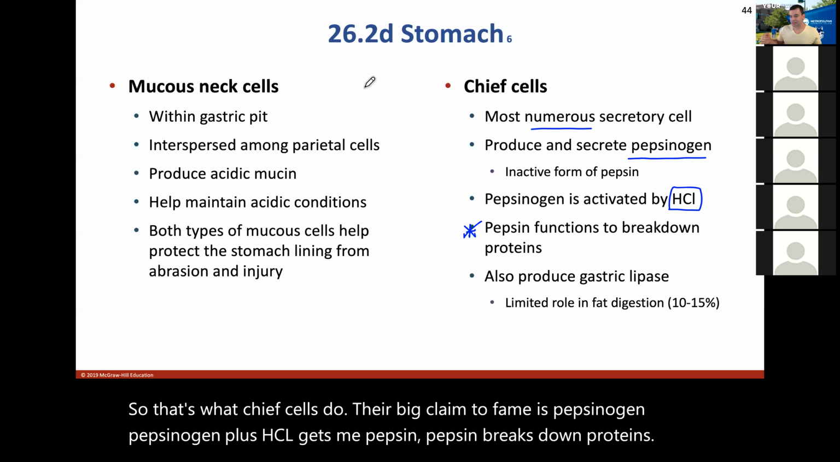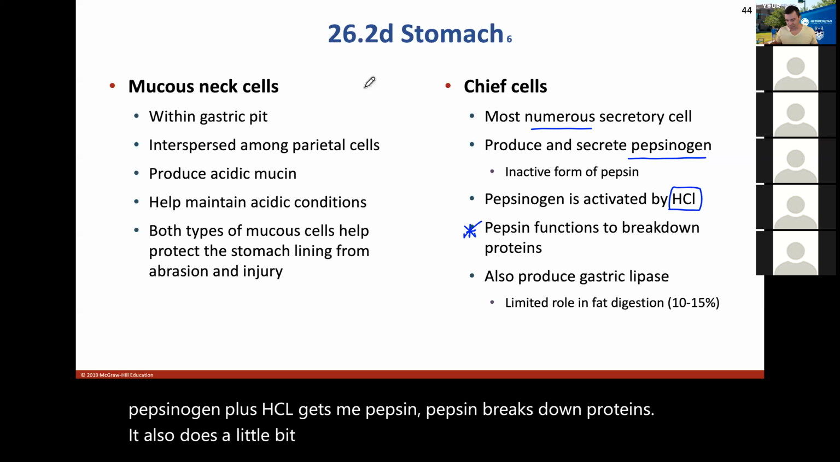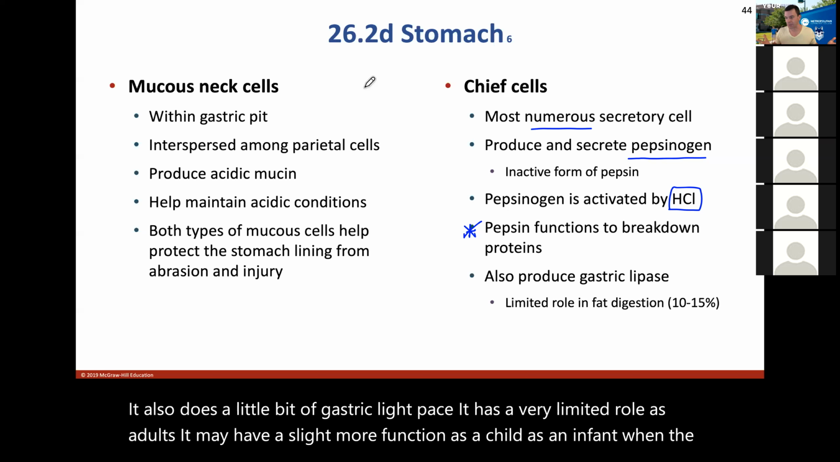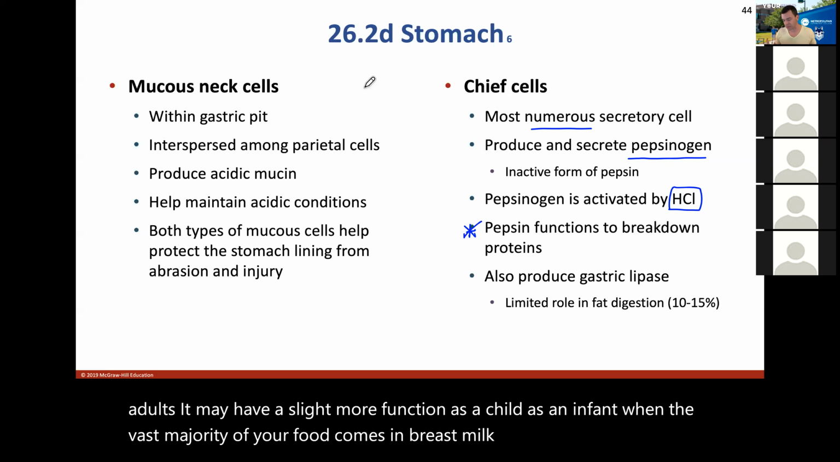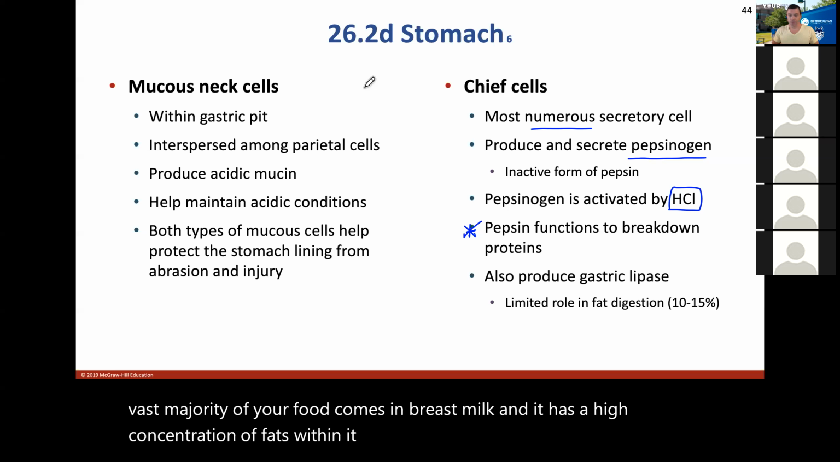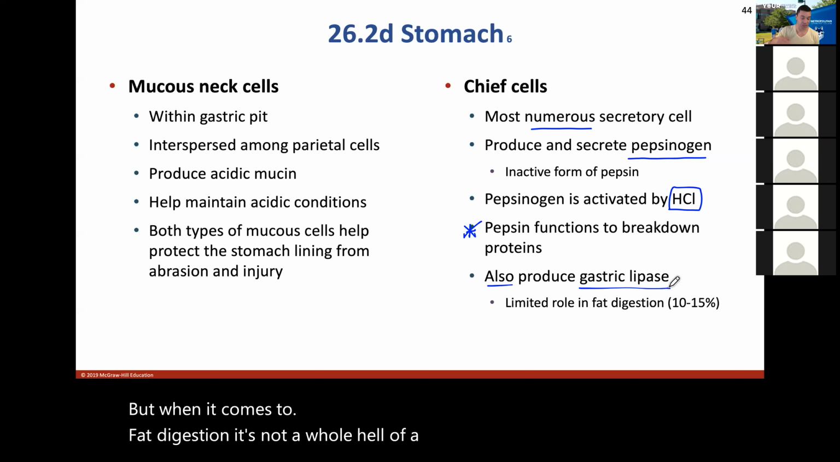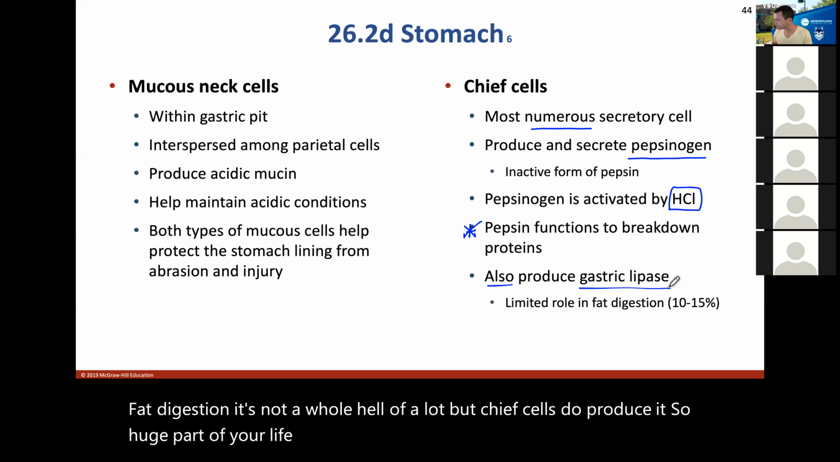It also does a little bit of gastric lipase. It has a very limited role in adults. It may have a slightly greater function as an infant, when the vast majority of your food comes in breast milk, which has a high concentration of fats. So gastric lipase is also secreted by chief cells. But when it comes to fat digestion, it's not a whole lot. But chief cells do produce it. So a huge part of your life early on, not so much later on.